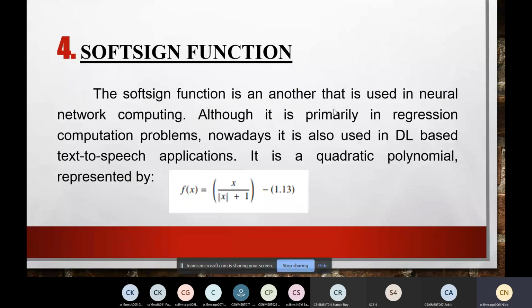Now moving to the fourth one, the softsign function. This function is another part that is used in neural network computing. Although it is primarily used in regression computation problems, nowadays it is also used in DL-based text-to-speech applications. It is represented as a quadratic polynomial.